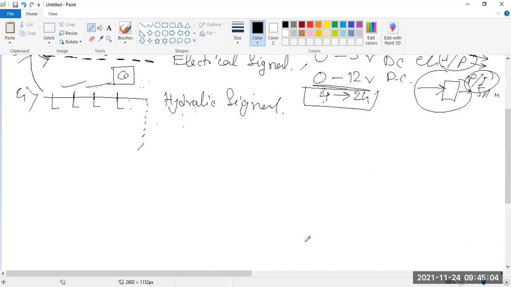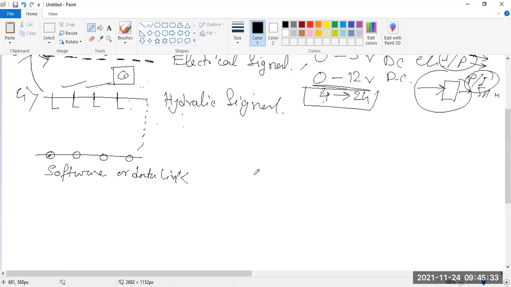And another symbol is there: internal system link, software or data link symbol. If your PLC is working at maybe a remote position, then this type of signal is called a software or data link.